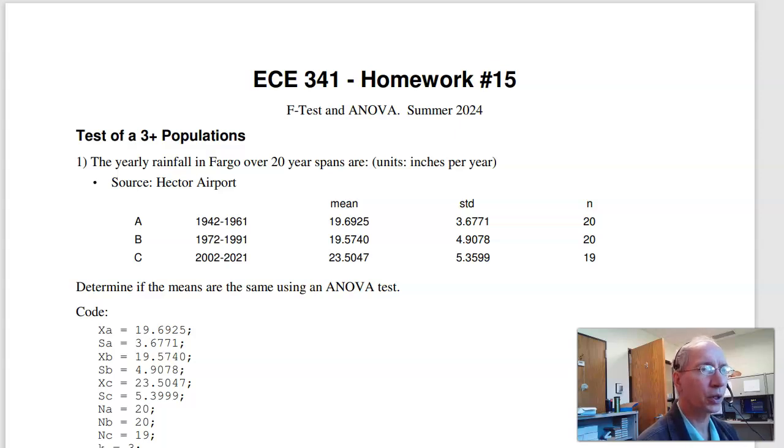Here are solutions to homework set number 15 for ECE 341. This homework looks at F-tests and analysis of variance. So the first problem looks at the city of Fargo.